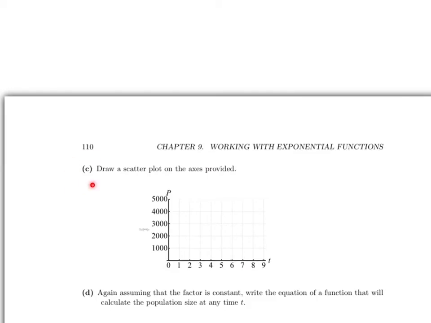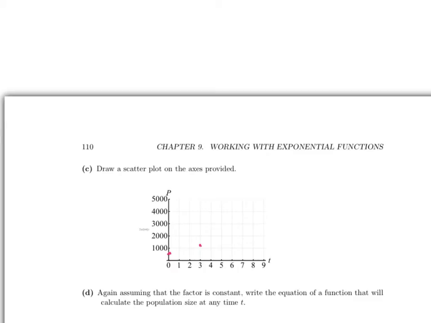Let's go ahead and look at part C. Draw a scatter plot on the axes provided. Notice that on the horizontal axis we have the variable t for time represented, and the vertical axis represents the population. At time 0, there were 600 individuals. That would give us a data point right about there. At time 3, there were 1,200 individuals, which would put us right about there.